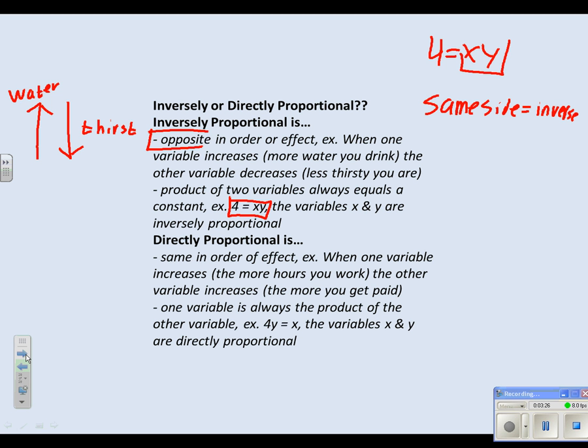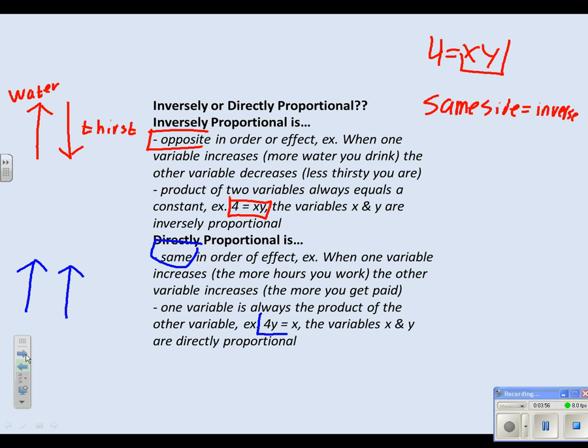Directly proportional is different from inverse. Direct means they are the same. They have direct impacts on one another. So as one goes up, the other goes up. And they give you the more hours you work, the more you get paid. Unless you're working on salary, that doesn't really help. I'm going to go back and keep using the water. The more water you drink, the more often you pee. What happens to one happens to the other.